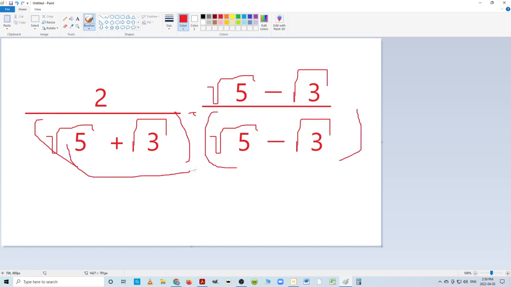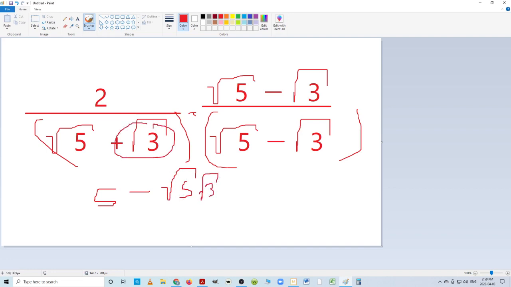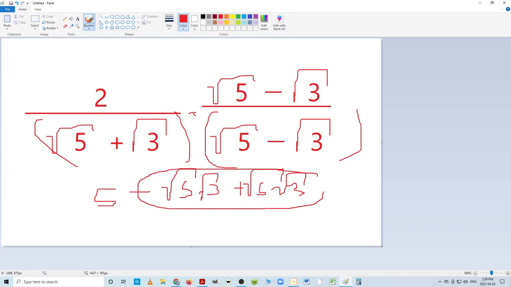So what's square root of 5 times square root of 5? We've already learned that that's 5. Then what's square root of 5 times negative square root of 3? It's negative square root of 5 times the square root of 3. But then what's plus square root of 3 times plus square root of 5? It's the same thing. It's plus. It doesn't matter what order these are in, by the way, when you're multiplying them. And we can see right away this middle term will always cancel out. It's like a difference of 2 squares. The middle term will always cancel out.